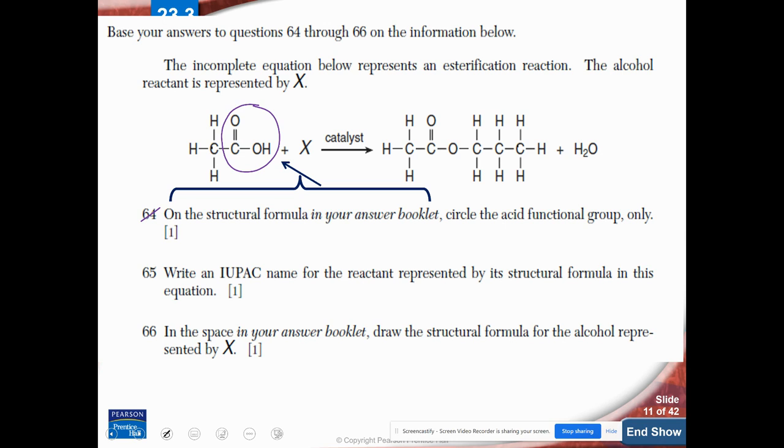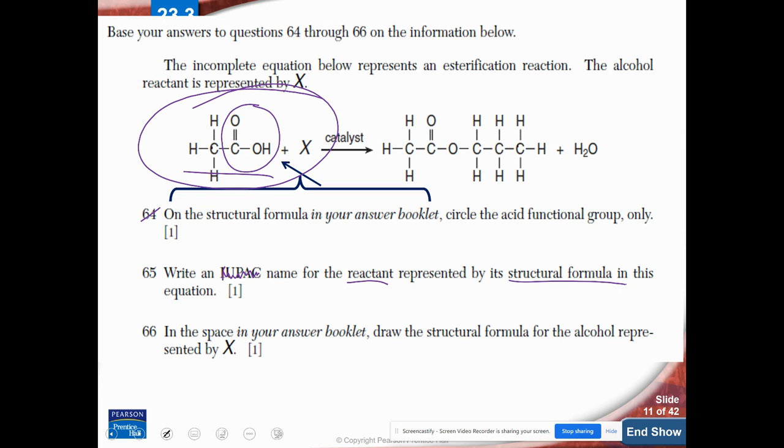So now we're going to write... oh my goodness, you get this weird thing in the question and you don't know how to do it. So if you don't like that IUPAC and it kind of makes you not sure what you're supposed to do, just try that question without it. Write a name for the reactant represented by its structural formula in this equation. Okay, so IUPAC just stands for the formal naming system, International Union of Pure and Applied Chemistry. So for the reactant, where are the reactants? Where are the products? The reactants are on this side. So I'm naming this reactant.